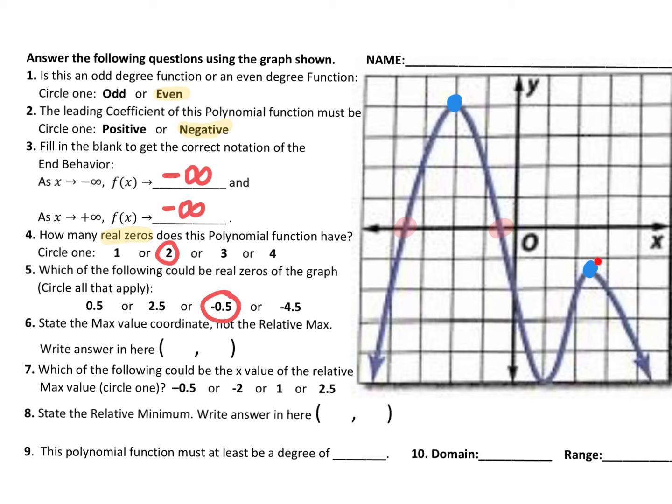Relative is the small one, right? It is a max value relative to this curve, right? It goes up, reaches a max height, then it goes down. It's a relative max. It's a max value relative just to this curve. Anyway, so yes, state the max value coordinate, not the relative max value coordinate. What is this coordinate up here?